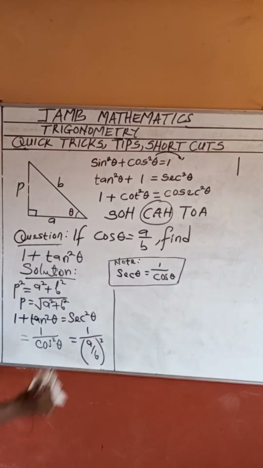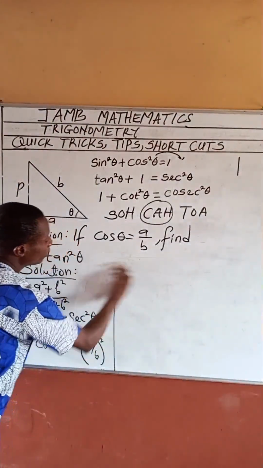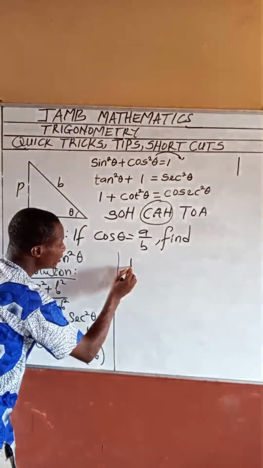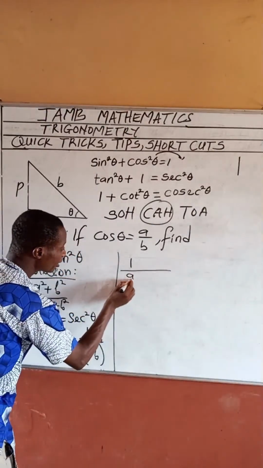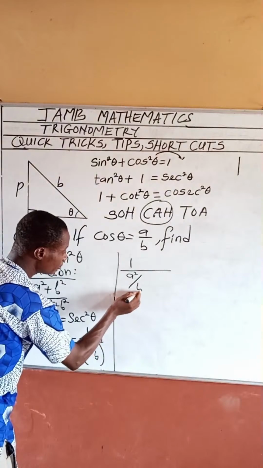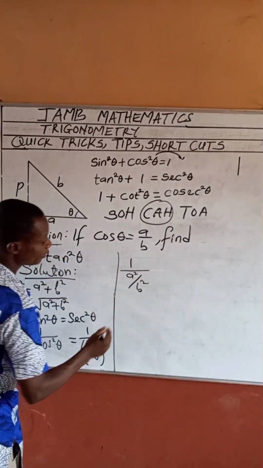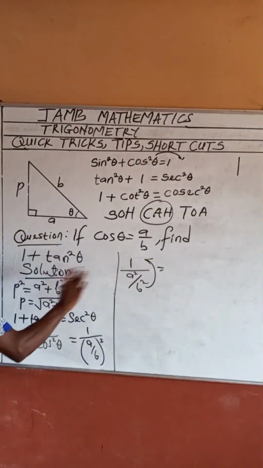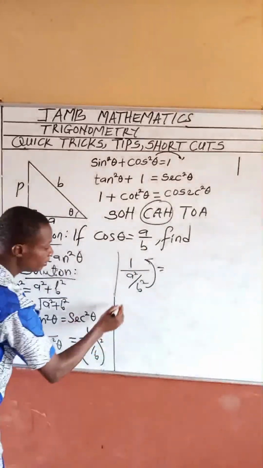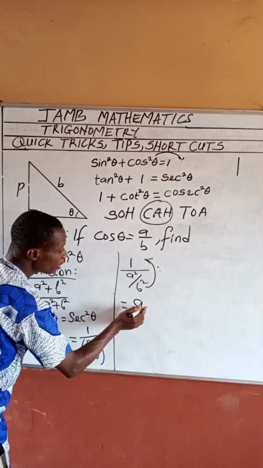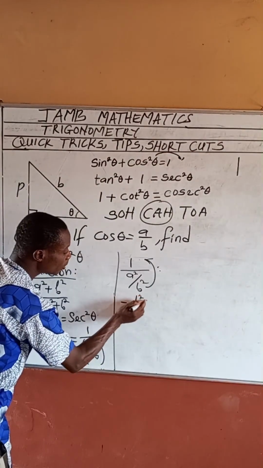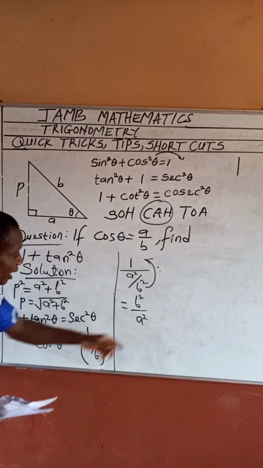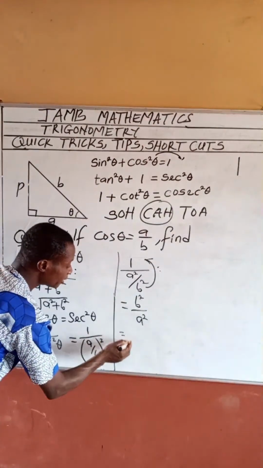So please don't forget this. Let's proceed. When we square this, we are going to have 1 divided by a square over b square. Then this is now equal to what? Remember, as a JAMB student, there's no need wasting our time. Just bring this b square up. So finally we are going to have b square over a square. So the final answer is b square over a square, or some examinations will just make it like this.